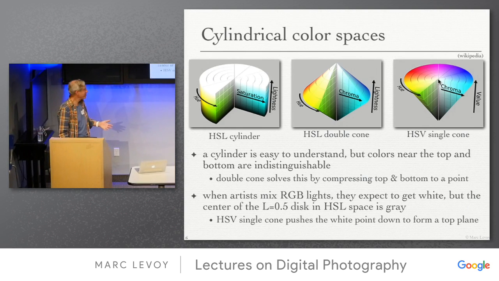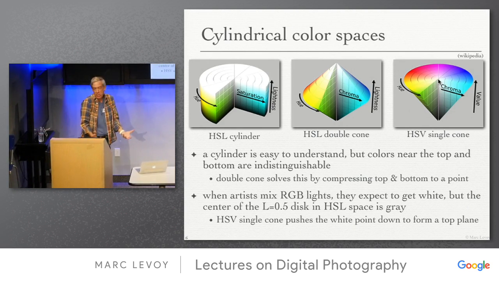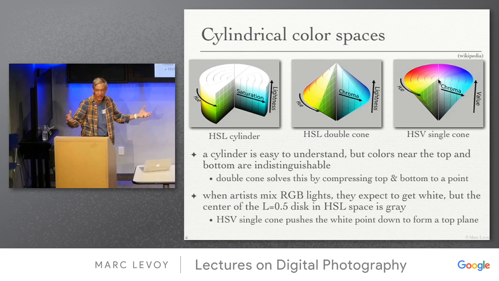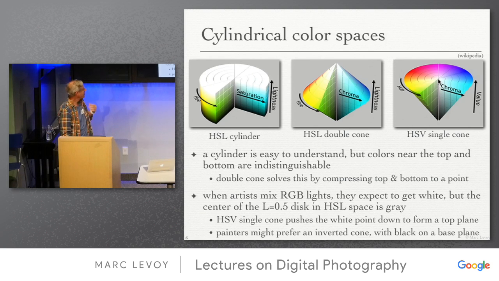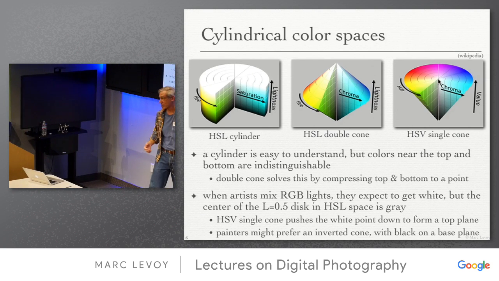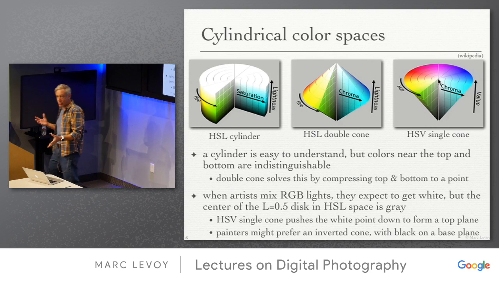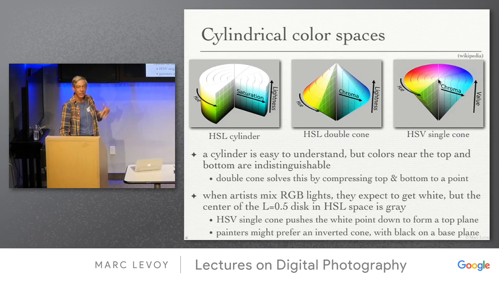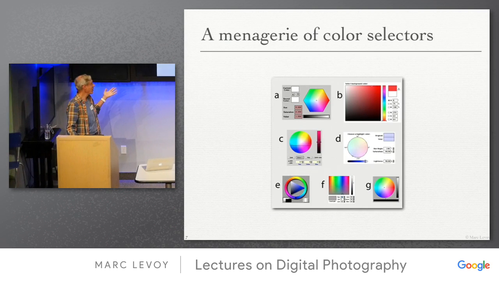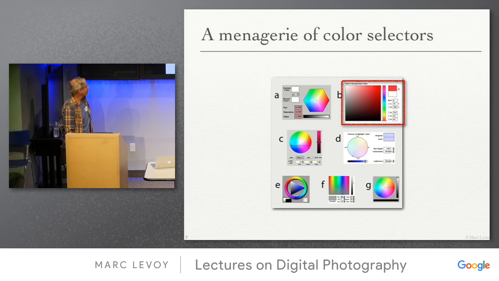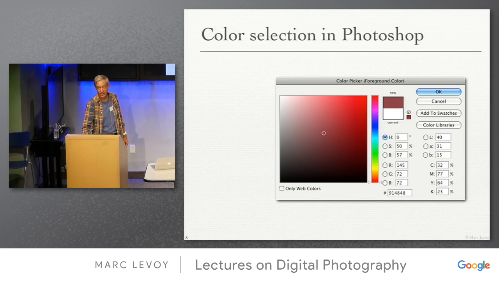But the artists, they will say, oh, but it should be black in the middle, not white. Right? Because if I take red, green, and blue paint, I'll get black. But you can easily do the same thing. That's just another transformation. Squish the bottom up instead of squishing the top down. So these are all reasonable transformations of the same basic cylindrical coordinate system. And you can find these in one way or another on a variety of programs as color pickers. Let's just look at one of them.